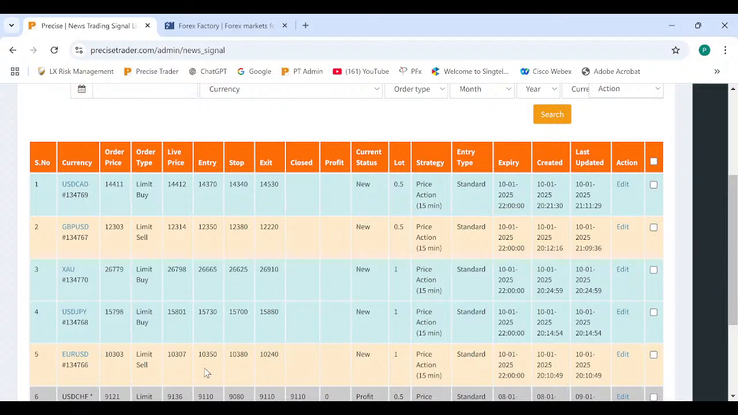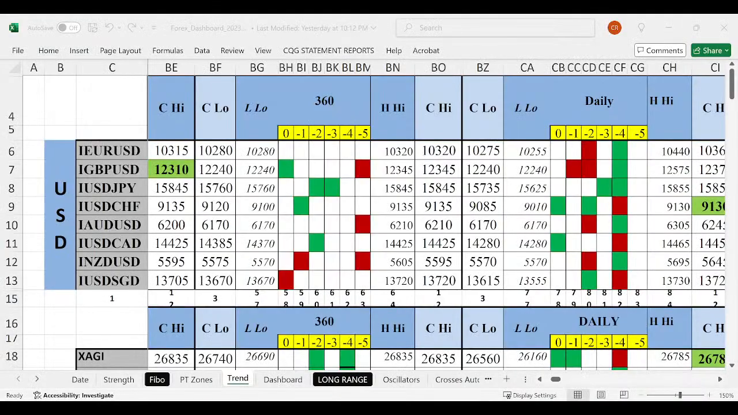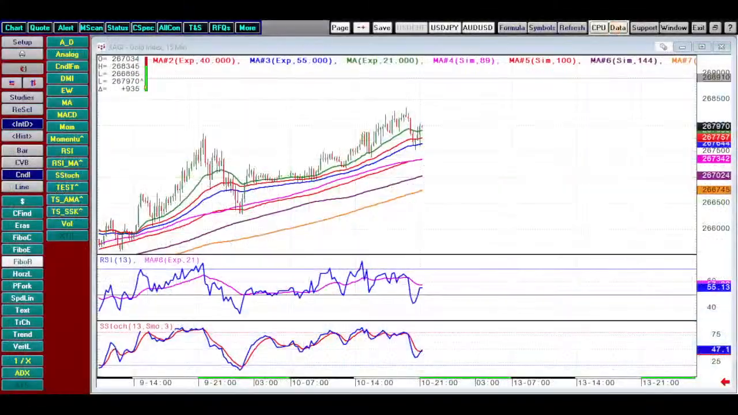Euro dollar, 350 sell. Euro dollar, dollar yen, gold, pound and dollar cat. So let's move on to see the chart and go one by one.